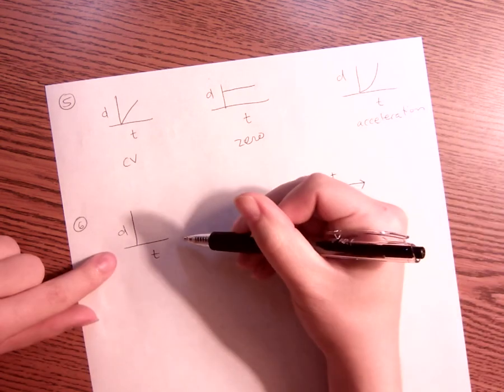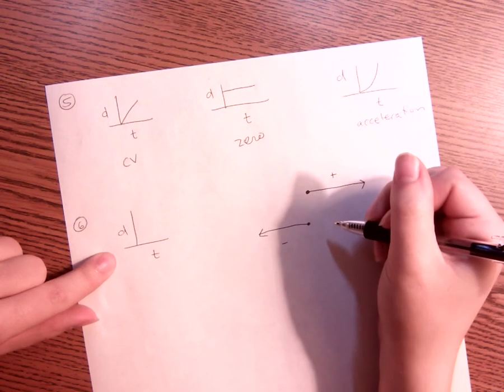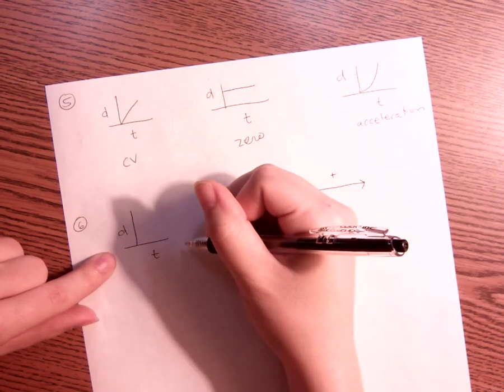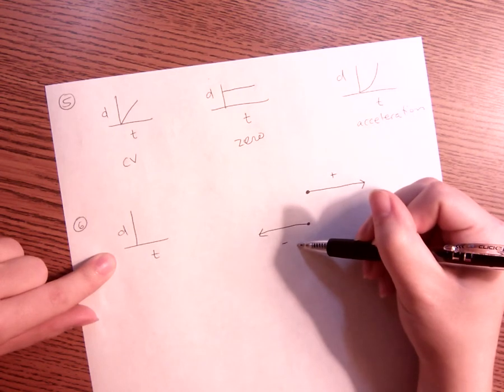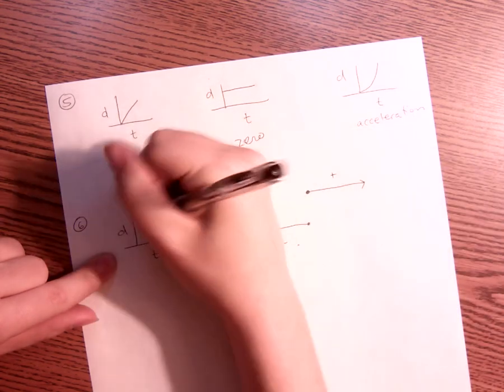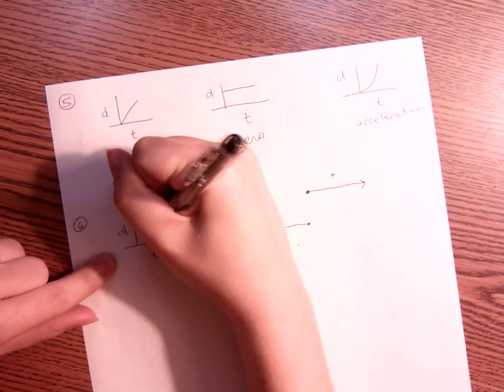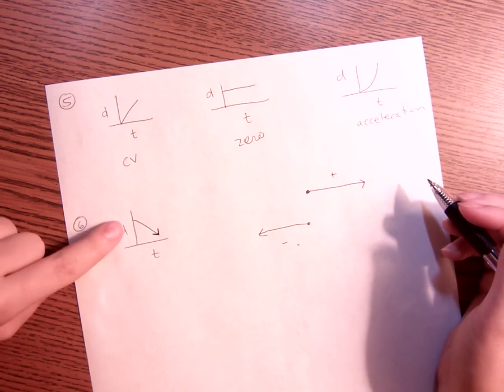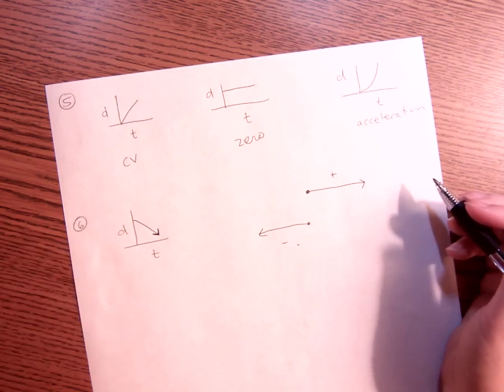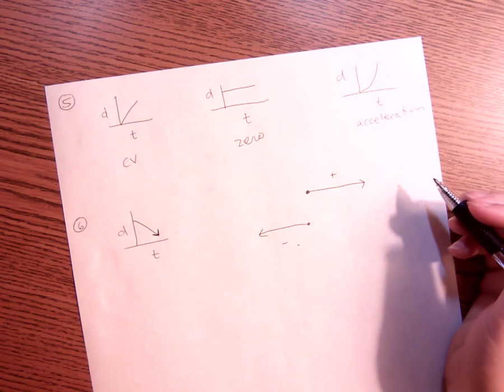So on a displacement time graph, we're moving to the left on this graph, or our object is, so it's going to be moving towards the negative direction. So that's going to be represented with a line with a slope that's pointing in the negative direction. It's headed toward the negative numbers. It's headed towards the left.